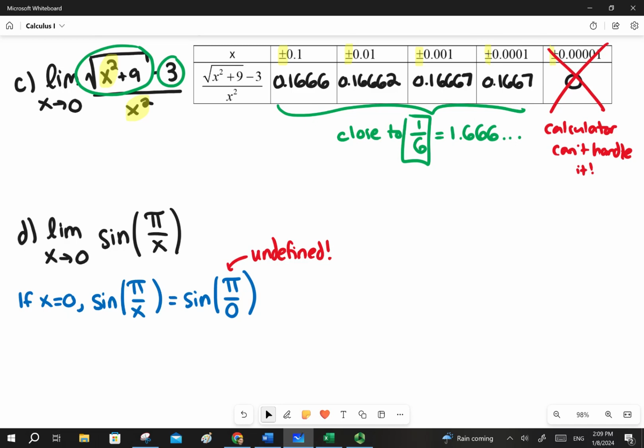Instead, let's see what happens when we try plugging in some values. I want you to pause the video, pick some values close to 0 on either side, and plug them in and see what you get. Press play when you're ready.